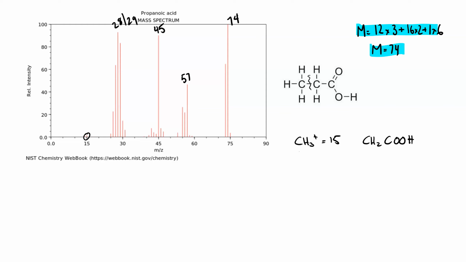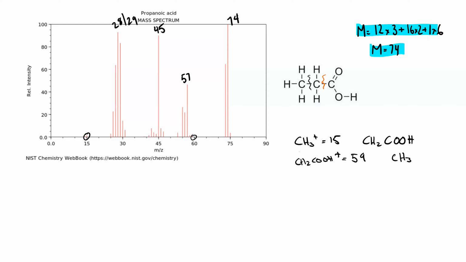A second possibility for that same fragment would be to create the CH2COOH ion, which would have a mass of 59, which would show up on our mass spec. And again, we see a very small amount of that 59 ion. When that is created, we would also create the CH3, but it would not have a charge. It would be a free radical, and therefore it wouldn't show up on the spectra.